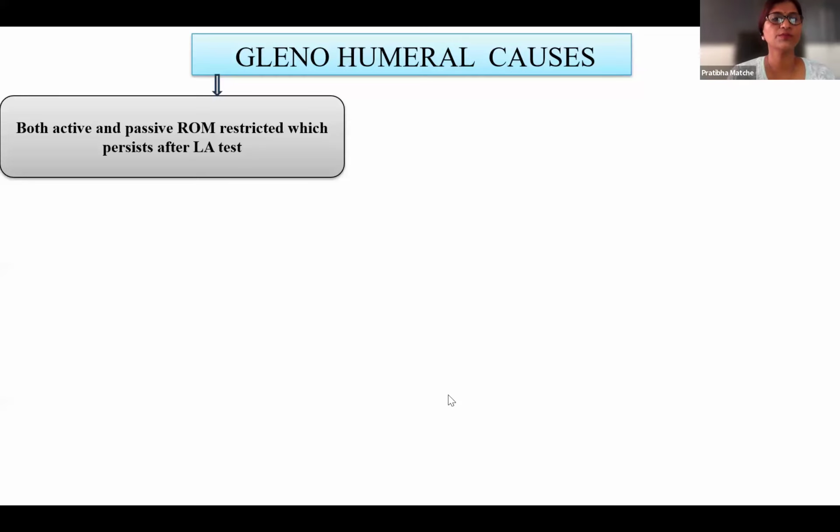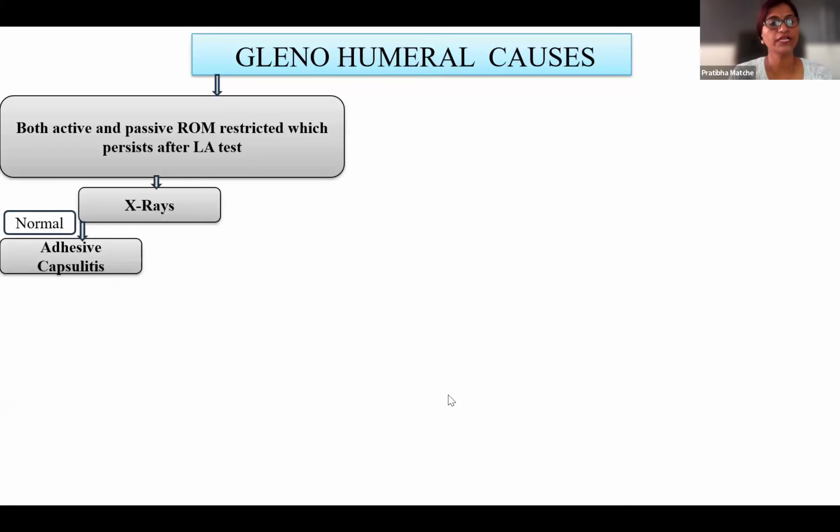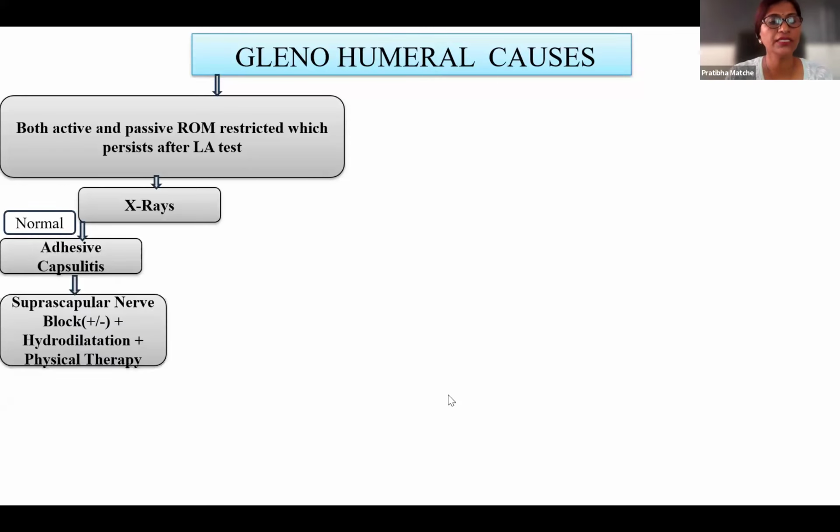So if the patient comes with both active and passive range of movements restricted, you have also given the local anesthetic test, and in spite of that both active and passive range of movements are restricted, then go for an X-ray. If the X-ray is normal, then it could be adhesive capsulitis. Then go for a suprascapular nerve block, hydrodilatation, followed by physiotherapy.